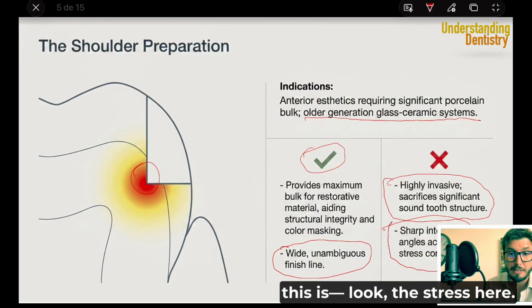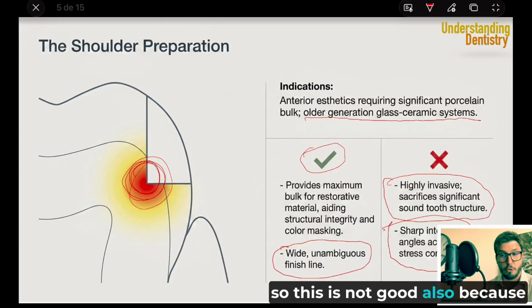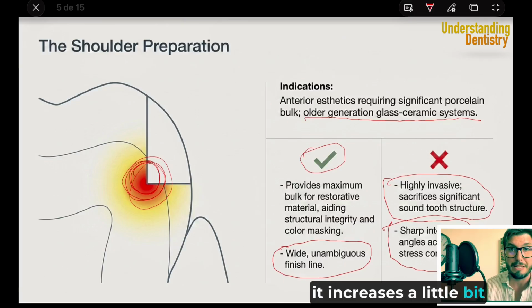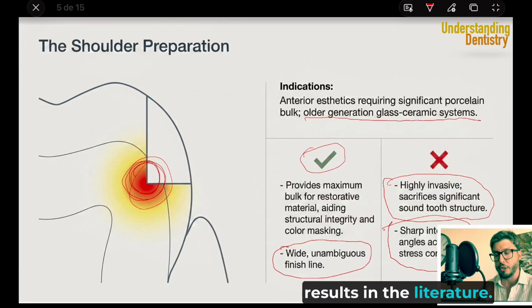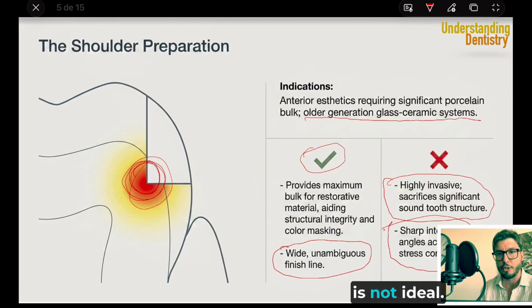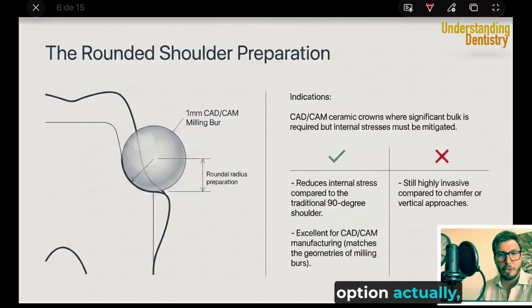Of course, look at the stress here. All right, so this is not good also because it increases a little bit the chances of fracture. Although there are controversial results in the literature, we can say that this is not ideal. Rounded shoulder is one option actually, and it's very good for CAD/CAM, as I said.